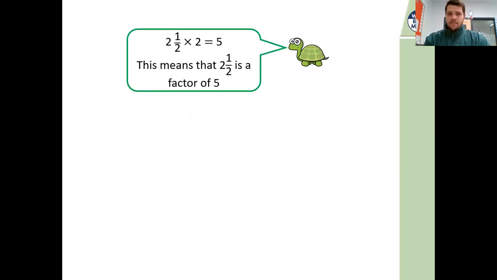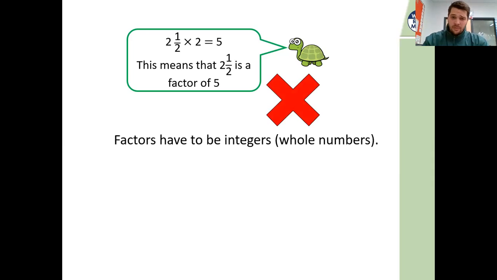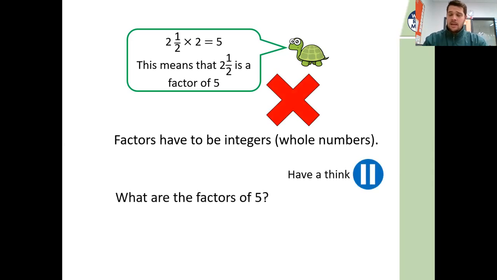But what if I did 2.5 times 2 equals 5? That would mean that 2.5 is a factor of 5. Wrong, because factors have to be integers. An integer is a whole number. So I can't have 2.5 because it's not a whole number. It's a decimal number or a fraction. Okay? It has to be a whole number.